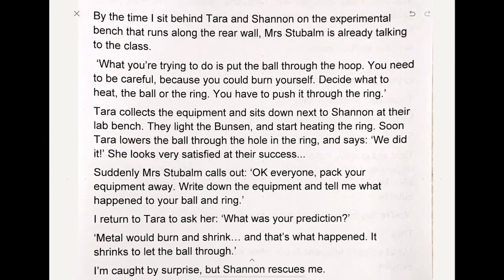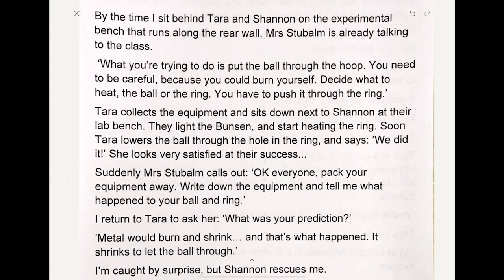By the time I sit behind Tara and Shannon on the experimental bench that runs alongside the rear wall, Mrs. Stewbaum is already talking to the class. "What you're trying to do is put the ball through the hoop. You need to be careful because you could burn yourself. Decide what to heat, the ball or the ring. You have to push it through the ring."